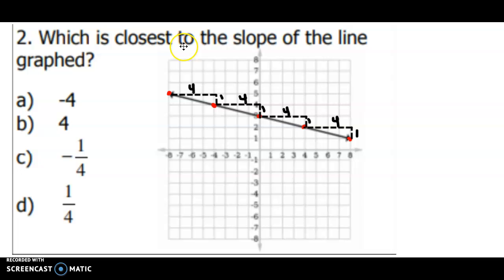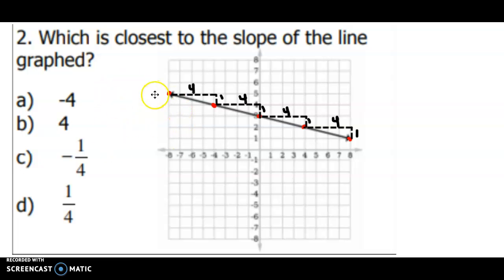Number 2 says, which is the closest to the slope of the line graphed? Again, make sure you put points on the line where it crosses through the corners of the square evenly. When we're finding slope, we only need 2 points, but we want to find the points that are closest to each other so we don't have to reduce. I go up 1 square over 4, up 1 over 4. So my slope is going to be 1 over 4.